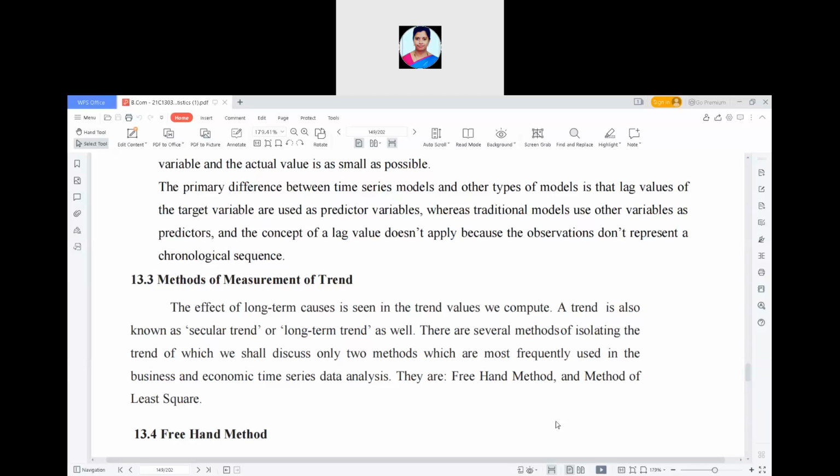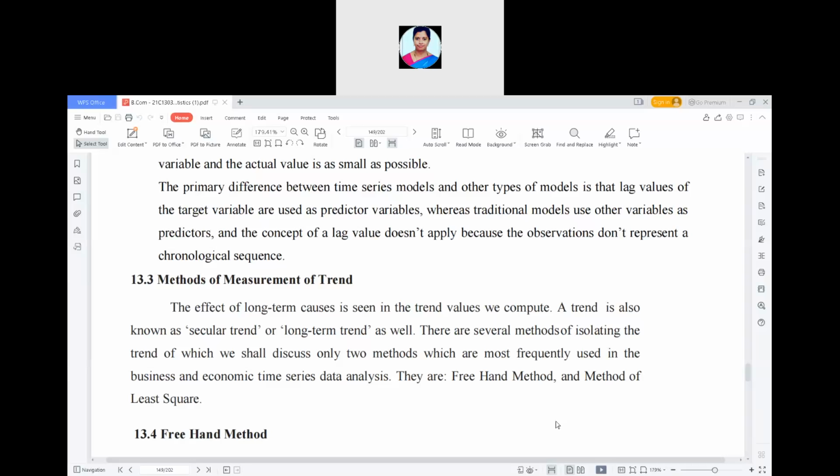These methods are frequently used in business and economic time series data analysis. They are the freehand method and the method of least squares. These are the two basic methods, but apart from that, we also have the semi-average method and the moving average method.